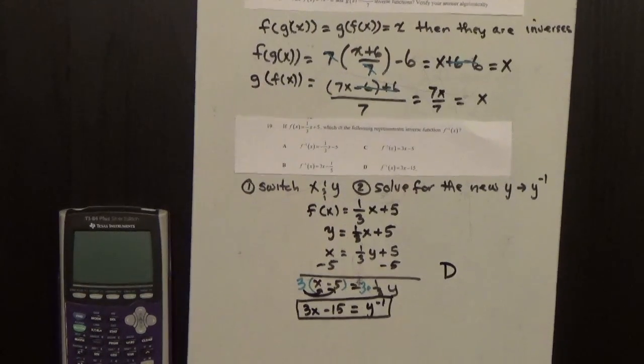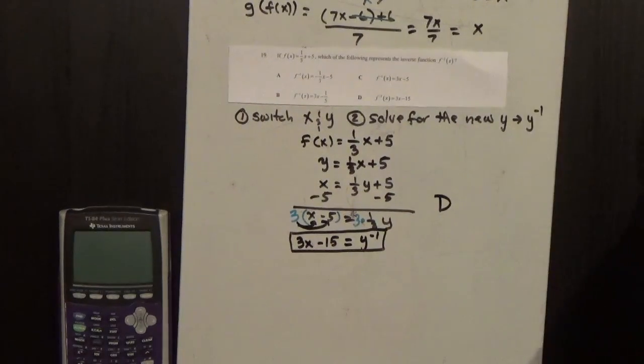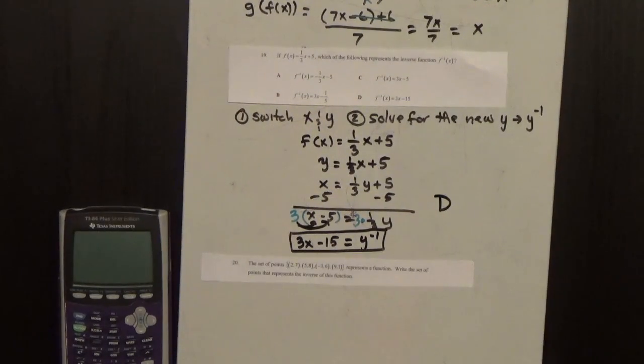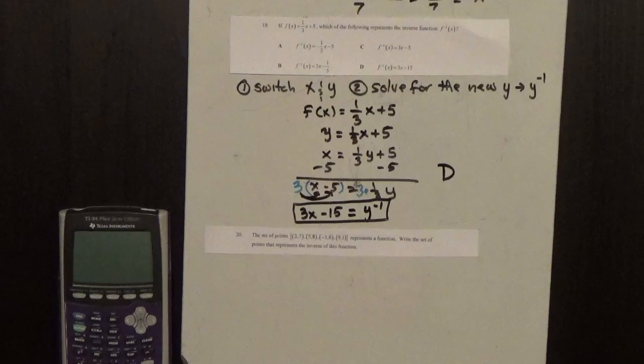And then the last problem of the day, number 20, real simple problem. It says the set of points (2, 7), (5, 8), (negative 3, 6), (9, 1) represent a function. Write the set of points that represent the inverse function. So we follow the same rules we did before for step 1. To find the inverse, we want to switch our x's and y's.